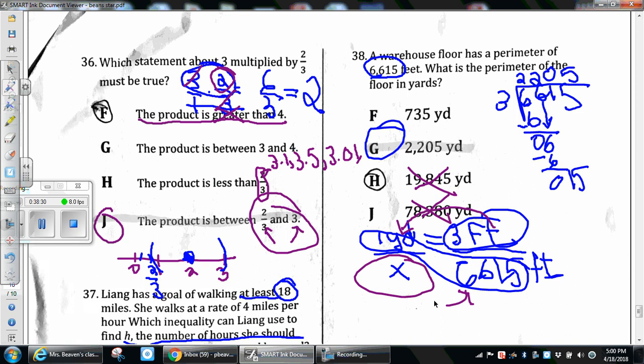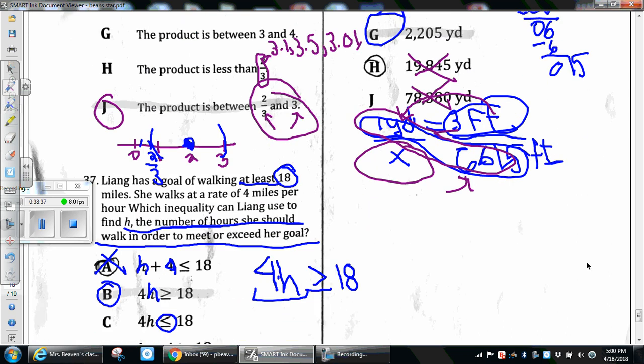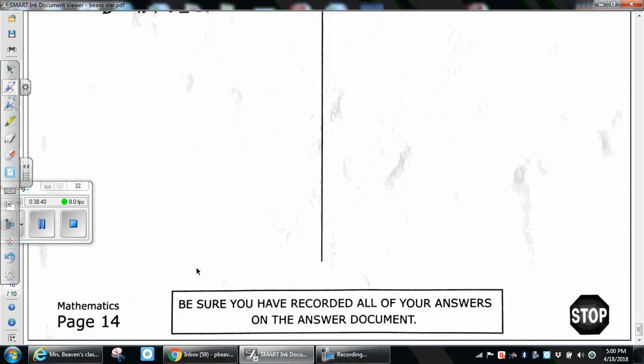But honestly, if you know how to set up a proportion and you remember this rule, you could answer probably half of this test. So good luck, and thank you for watching the video.